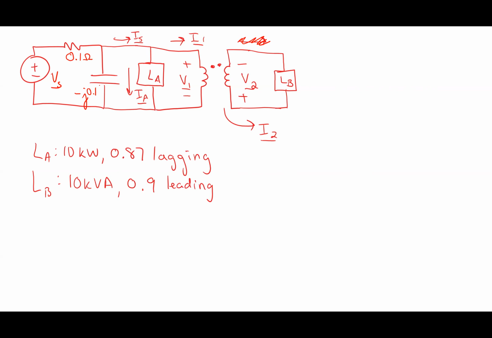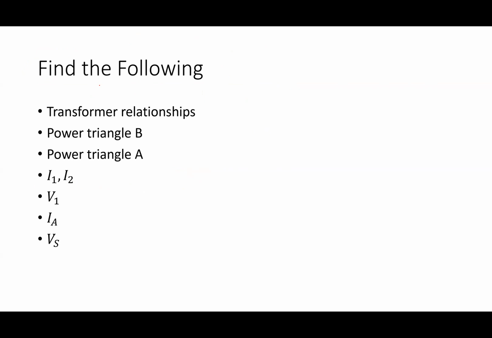Load A, which is on the primary side of this transformer, is 10 kilowatts, 0.87 lagging. Load B is 10 kVA with 0.9 leading. We'll go through those. So what do I want to know? I want to get the transformer relationships, and what I call the power triangle. The power triangle is basically the S vector, and I want to know its components, the P and the Q. A lot of times people call that the power triangle. And then I1, I2, which are the transformer currents, V1, IA, and V sub S.